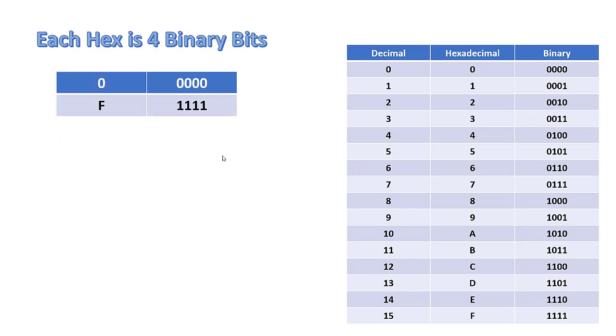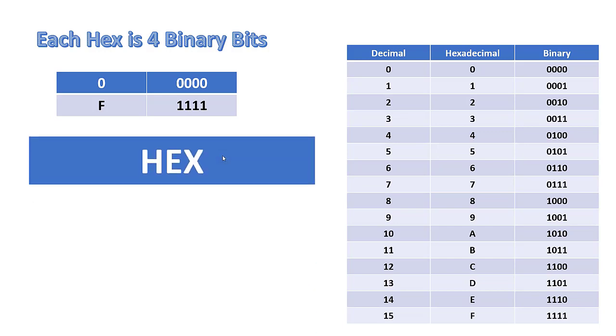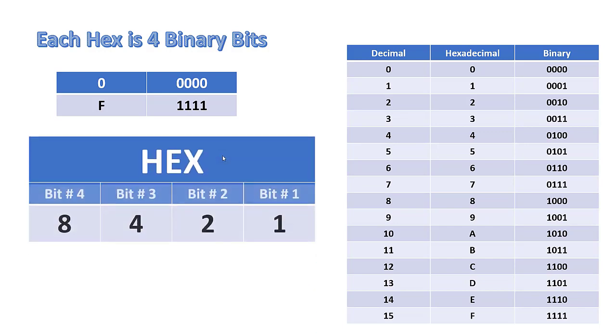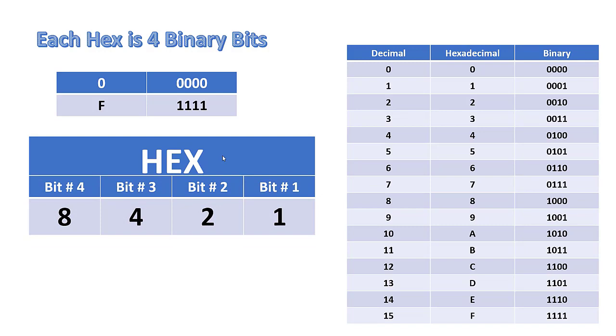For example, the decimal number 0, when we want to write it in hexadecimal, its value in binary is 0000, and the F in hexadecimal, in binary, this is its value. Now, as I said, each hex digit consists of 4 bits. The first bit on the right, its value is a 1. The second bit, its value is a 2. The third bit, its value is a 4. And the fourth bit, its value is an 8.